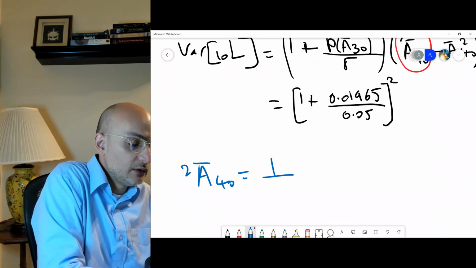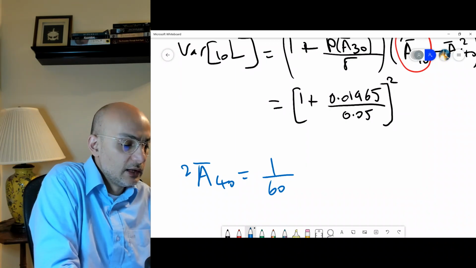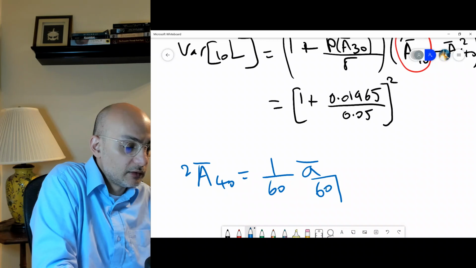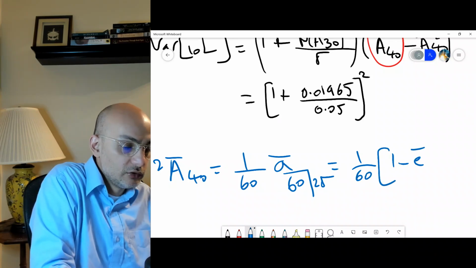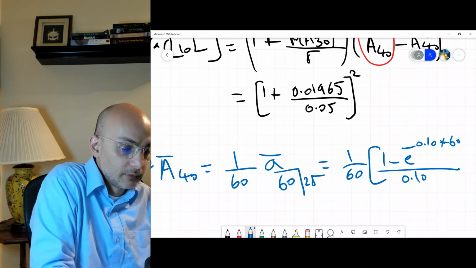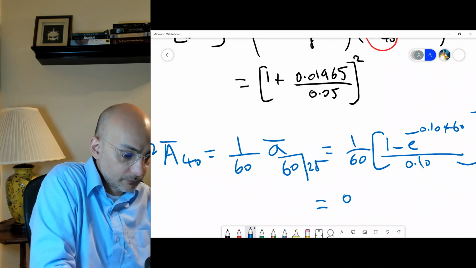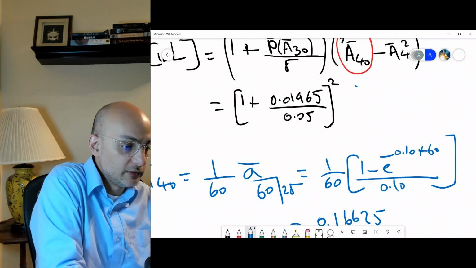This one is the same thing, 1/60, because it's uniform distribution, omega minus x. And now you also do the same thing here, 60, but at 2 delta. So this one will be 1/60 times 1 minus e to the minus 2 delta, which is 10%, multiplied by 60 years, divided by the 2 delta. If you do this one, you're going to get the second moment for the insurance.